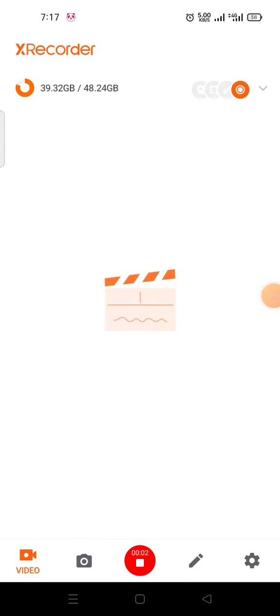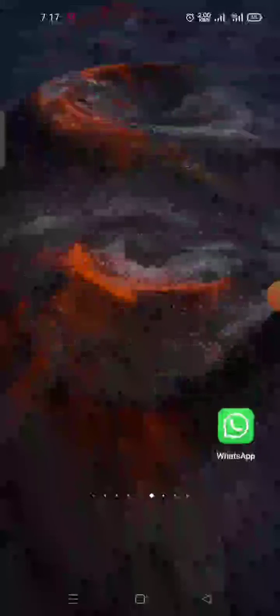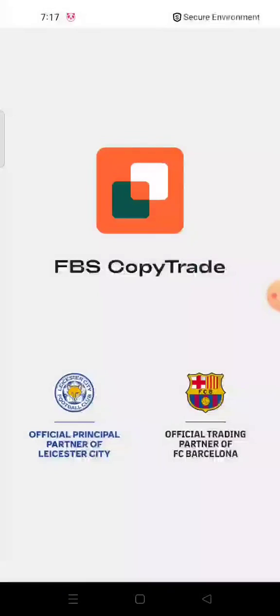I just started copy trading on the FPS copy trader app, and I just want to share with you guys the first day of my copy trading. So I'm just gonna go ahead and go into my account right here, the FPS copy trading app, and there are two types of trades.